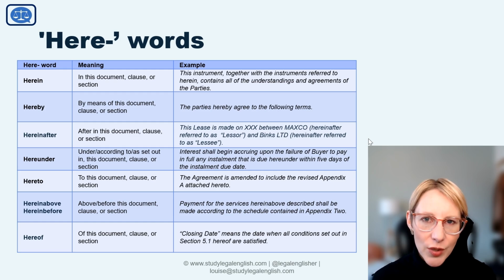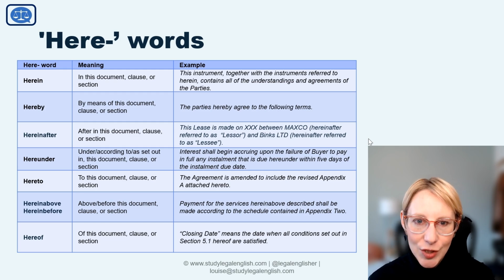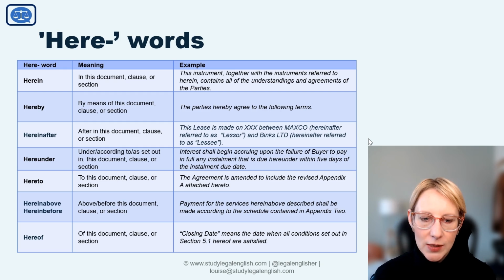Hereto means to this document, clause or section. For example, the agreement is amended to include the revised Appendix A attached hereto. Appendix A is attached to this document.